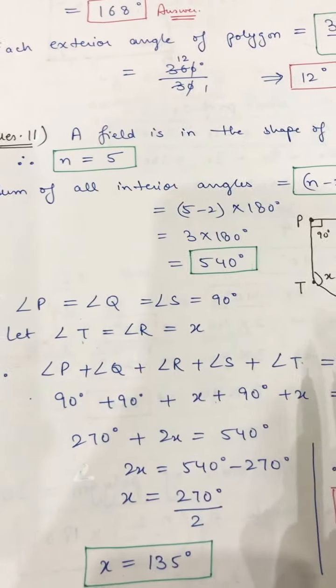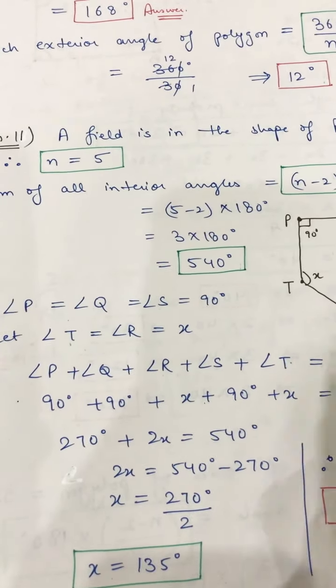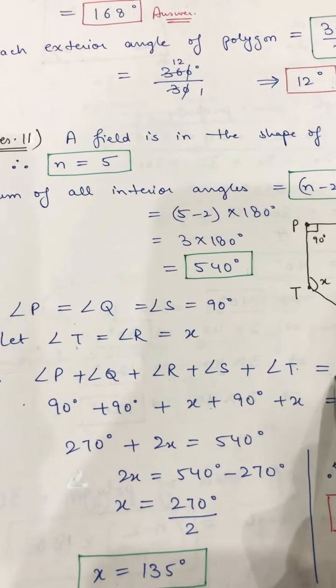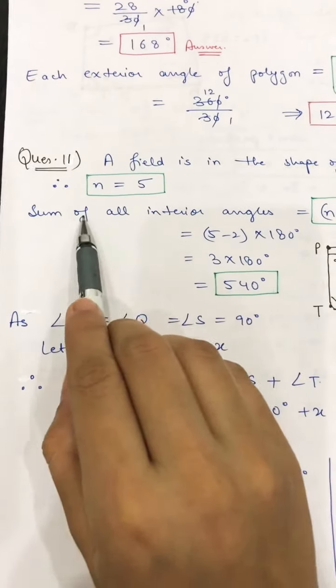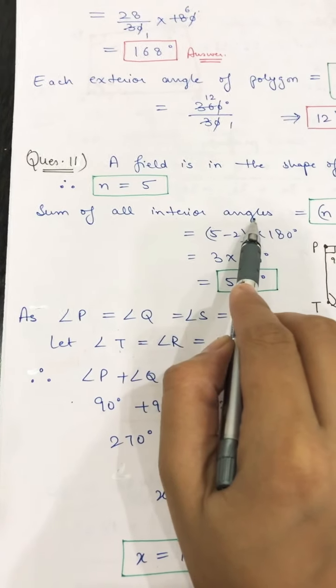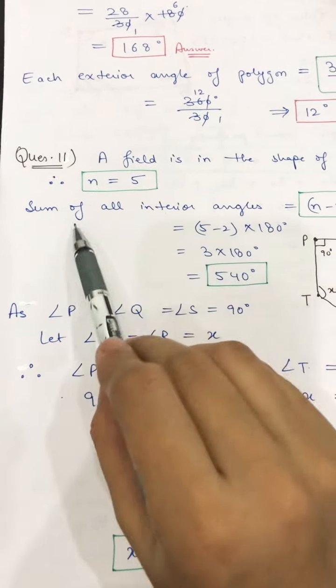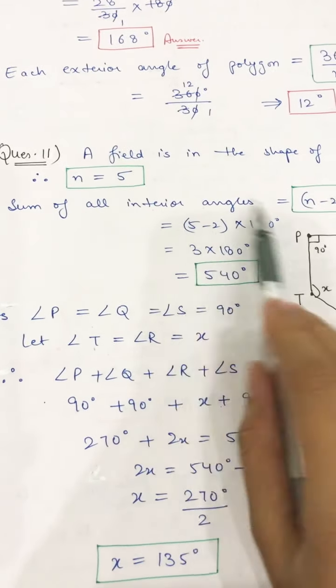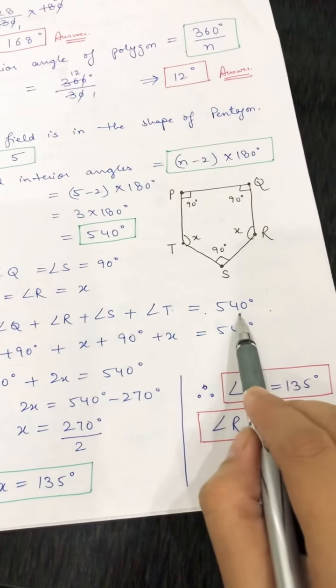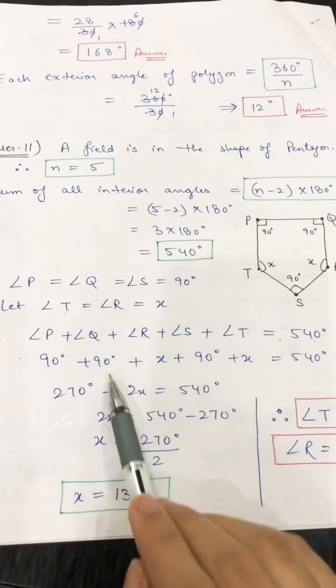So for that purpose, you can find it with the help of the sum of all the interior angles formula. Sum of all the interior angles means the sum of all the 5 angles of the pentagon. So that is equal to 540. So write here 540.